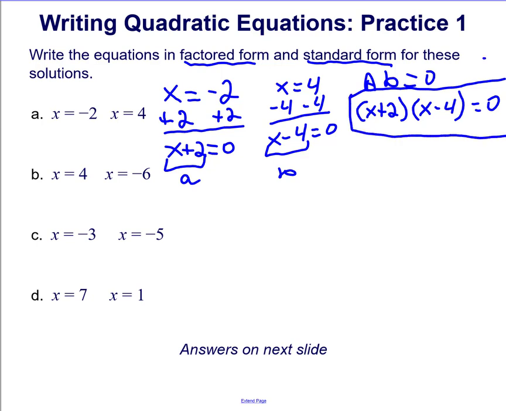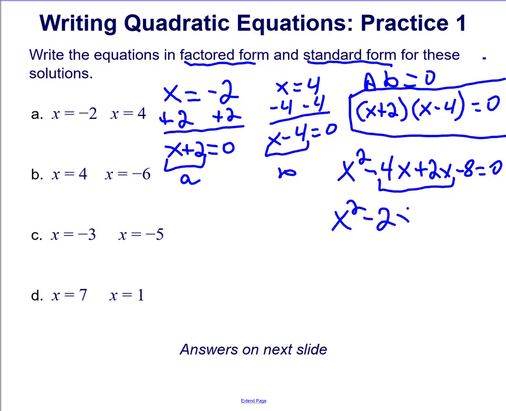Okay, now the next step would be write it in standard form. So we multiply these together. I'll review that for you real quick. First times first, it's going to be x squared. If I take x times minus 4, it's going to be minus 4x. If I take x, 2 times x is going to be 2x. And last times last, 2 times -4 is -8. Of course, that's equal to 0. Combine these like terms right here, and we have x squared minus 2x minus 8 is equal to 0. So this is the standard form right here. So these are the two answers for A.